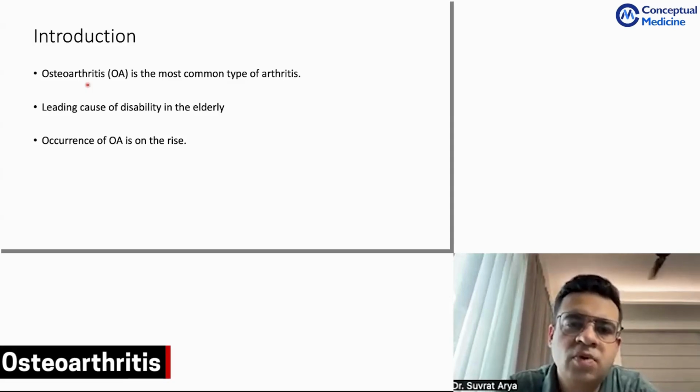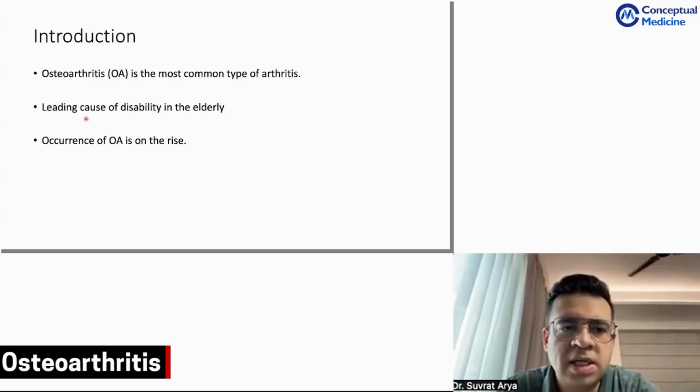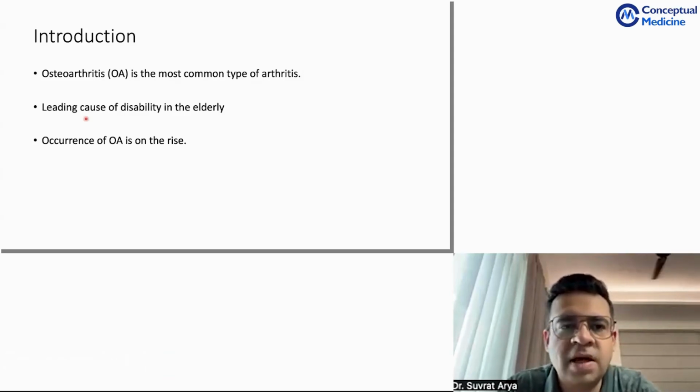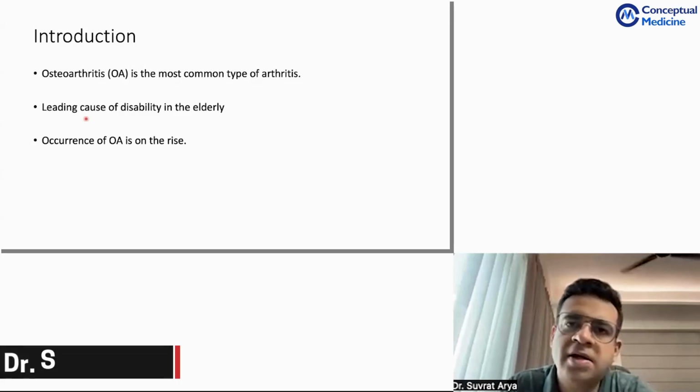Osteoarthritis is the most common type of arthritis in the world. It is a leading cause of disability in the elderly, and the occurrence of osteoarthritis is on the rise. That is very obvious because life expectancy is increasing. The preventable causes of death, like coronary artery disease, are getting more prevented.